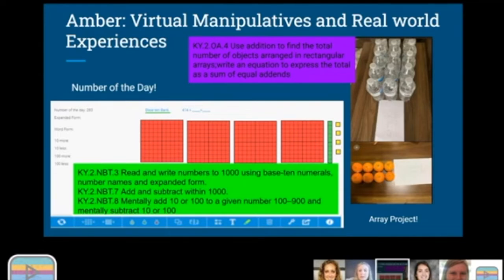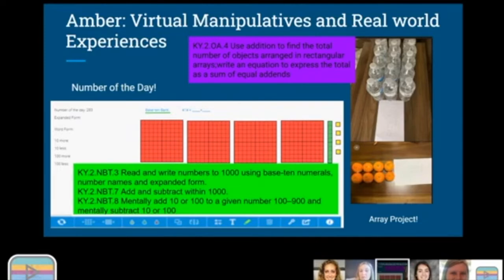So the other one that I am going to talk about that Miss Presley did is the array project. She had students go around their house and find like objects and had them create concrete arrays with them. And then they had to write 2 repeated addition equations. And then she also challenged them with 1 multiplication equation.